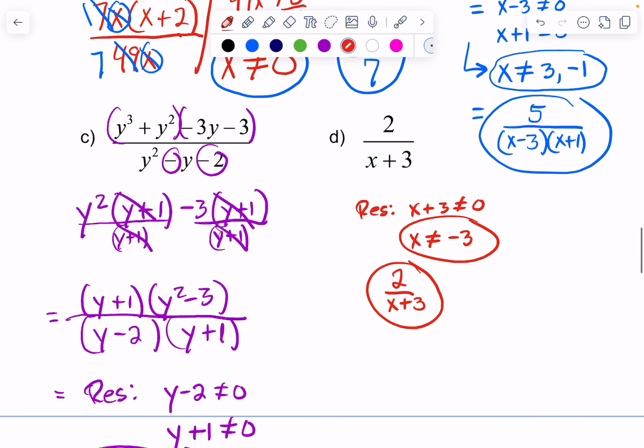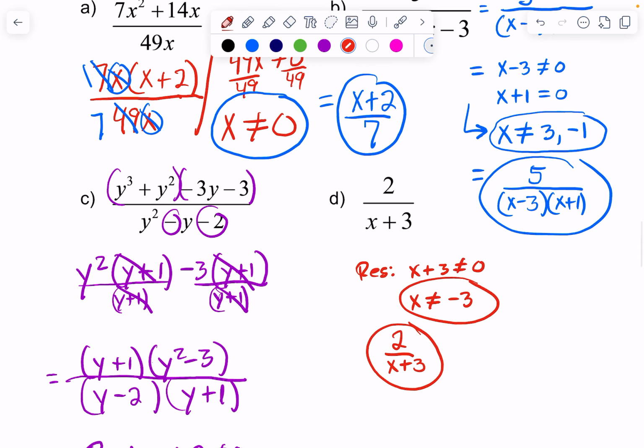Thank you so very much, and I hope you learned a lot. We just learned today how to simplify rational expressions and find restricted and or undefined values or the domain.